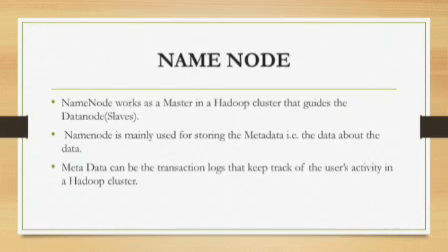Okay, let me see about the name node first. The name node works as a master in a Hadoop cluster that guides the data nodes. The name node is mainly used for storing the metadata, that is, the data about the data. Metadata can be transaction logs that keep track of the user's activity in a Hadoop cluster. This name node is widely called a master.